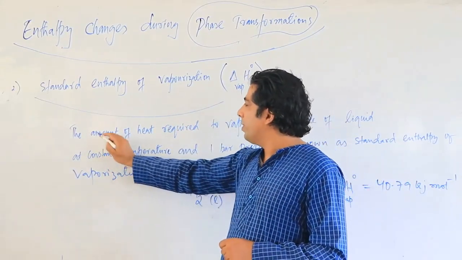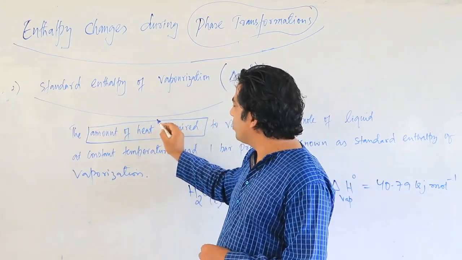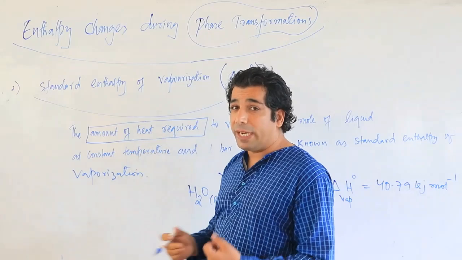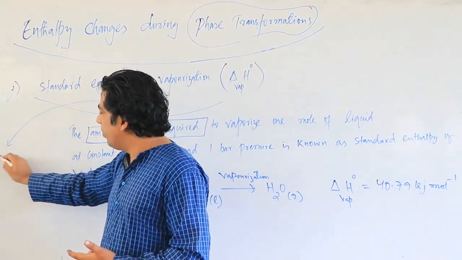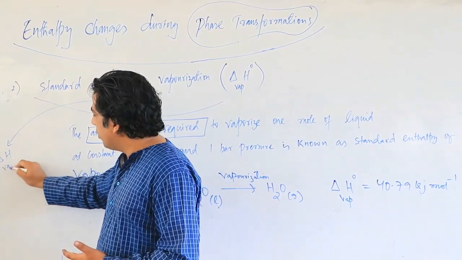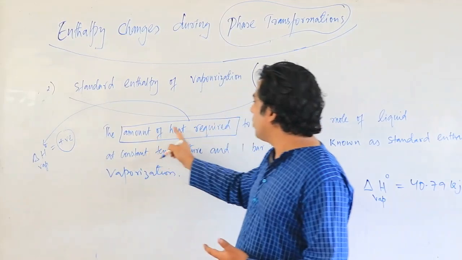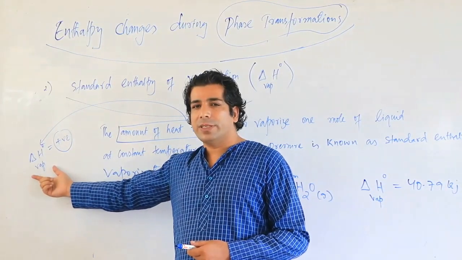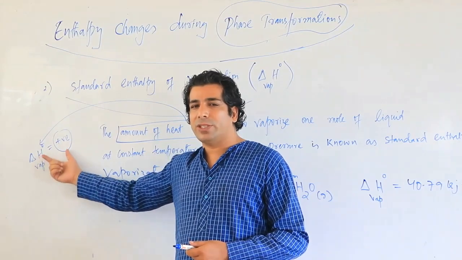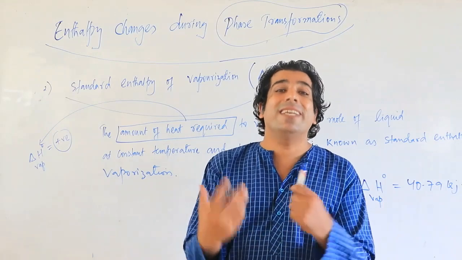The amount of heat required. The term which I mentioned here, amount of heat required, means we are supplying the heat. When we supply the heat, obviously the delta H vaporization will be positive. This amount of heat required gives you the enthalpy change. The standard enthalpy change of vaporization is positive because this physical process requires heat.